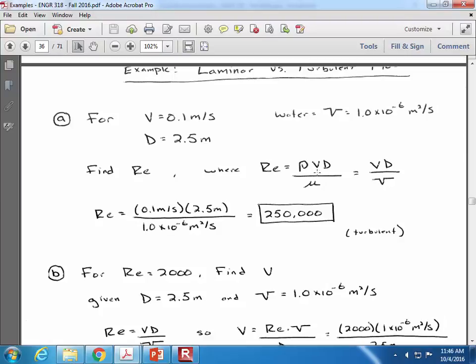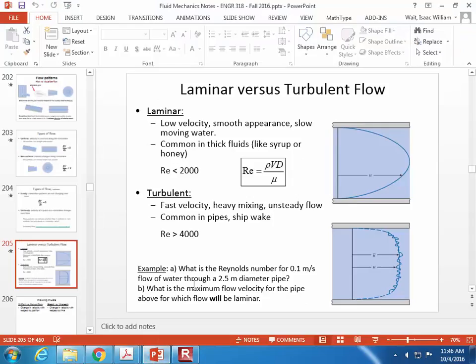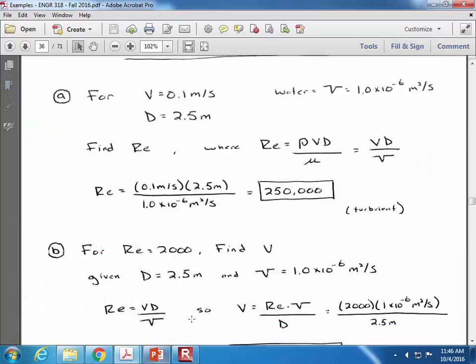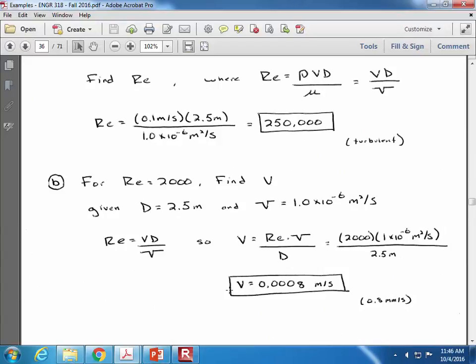So here in part B of this question, it's asking what's the maximum flow velocity that the water can go through the pipe and still maintain laminar conditions. And so what we're saying there is let's let the Reynolds number be equal to 2,000 and solve for velocity. And so for that one, if you're solving for the velocity that will still maintain laminar conditions, then it works out to 0.8 millimeters per second.